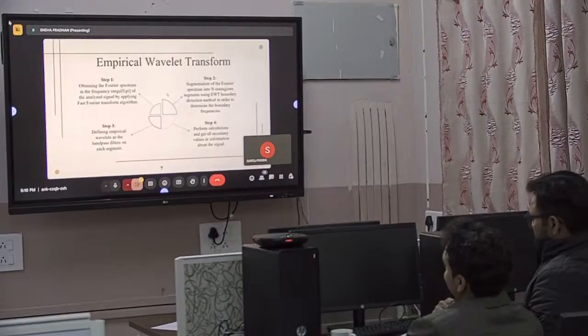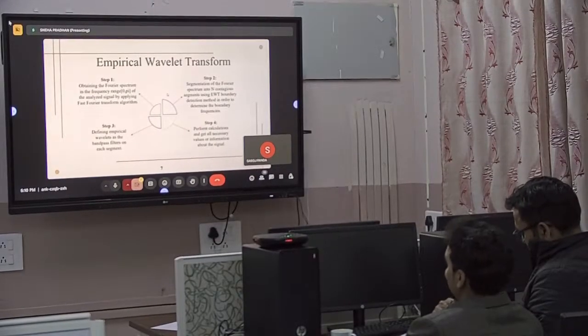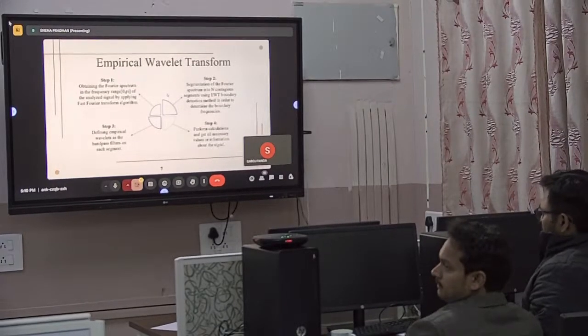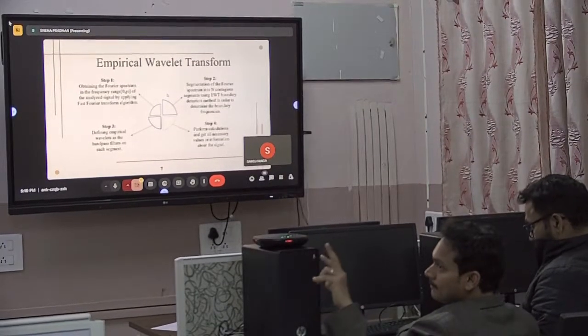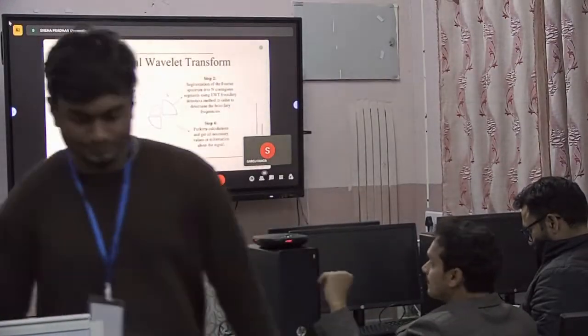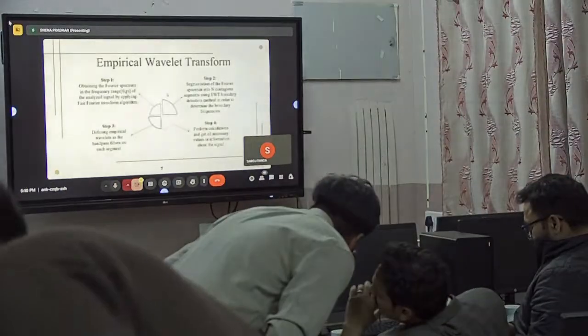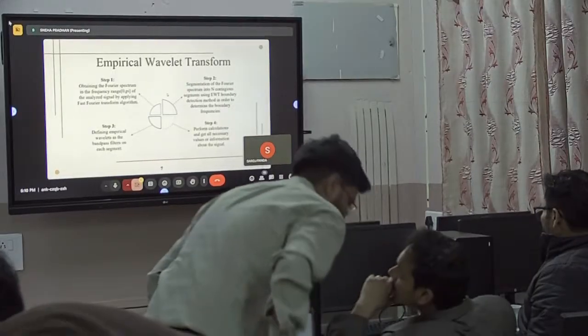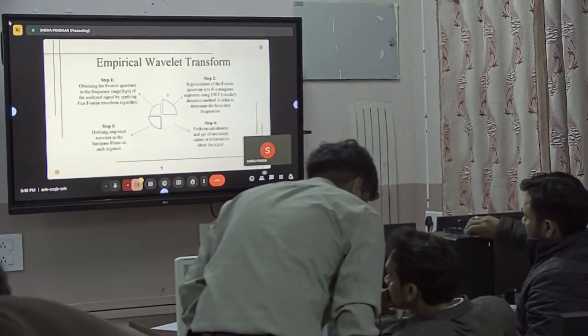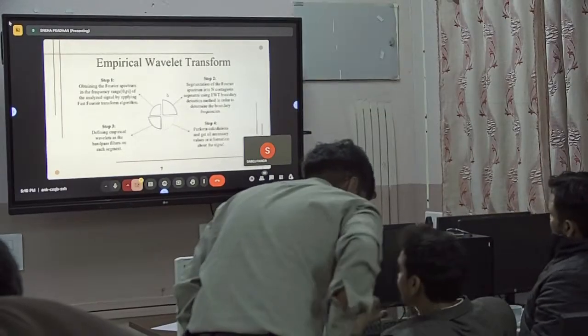Now EWT involves 4 key steps. First we calculate the Fourier transform, then segment it based on the detected peaks, then we construct empirical wavelets as bandpass filters. The range is from 0.5 to 50 Hz, and then we reconstruct the filter bank. This provides a very noise-resistant decomposition of the EEG signals into very meaningful components.